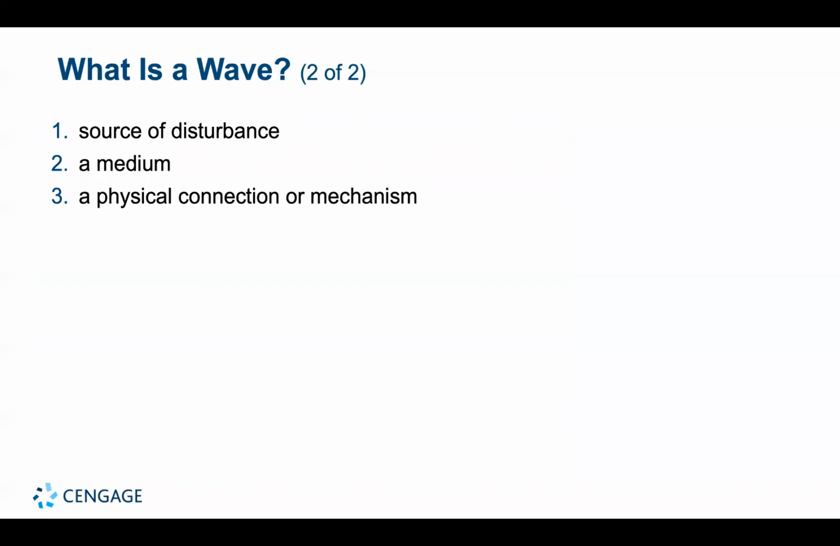So consider this, what is a wave? The mechanical waves we are discussing here require three things. First, they need a source of disturbance. Two, they need a medium. And number three, they need a physical connection or mechanism.